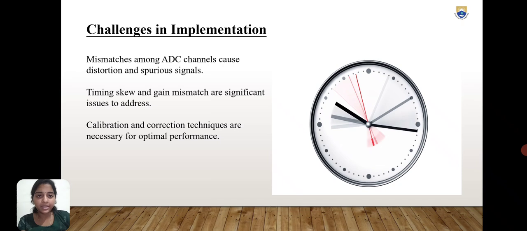Challenges in implementation. Mismatches among ADC channels cause distortion and spurious signals. Timing skew and gain mismatch are significant issues to address. Calibration and correction techniques are necessary for optimal performance.